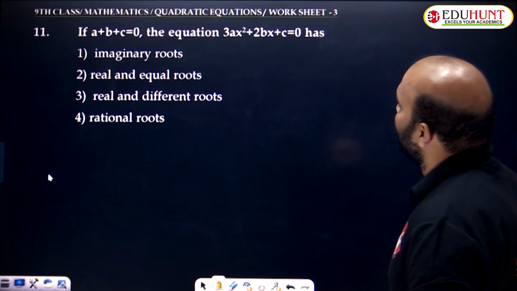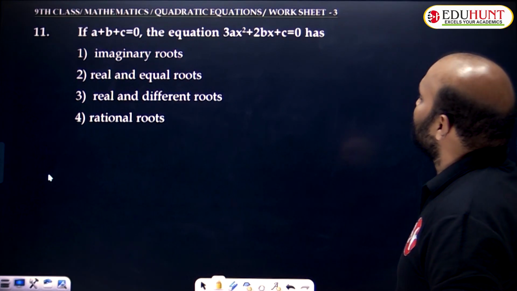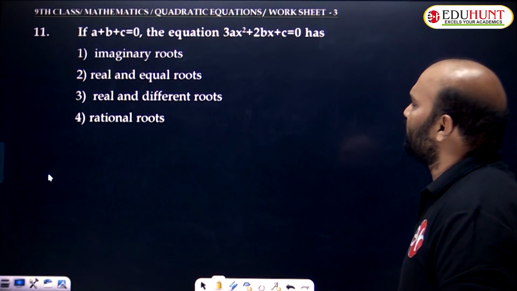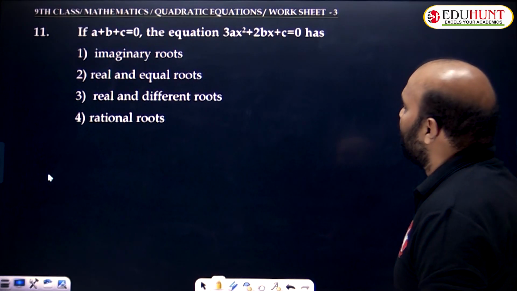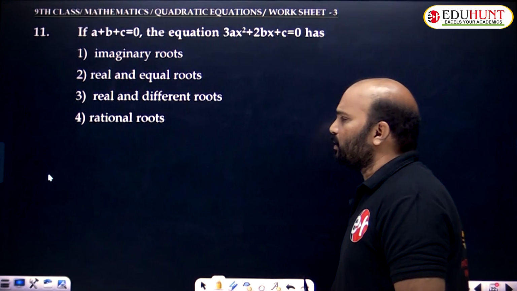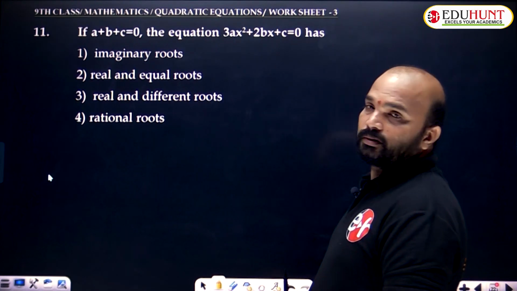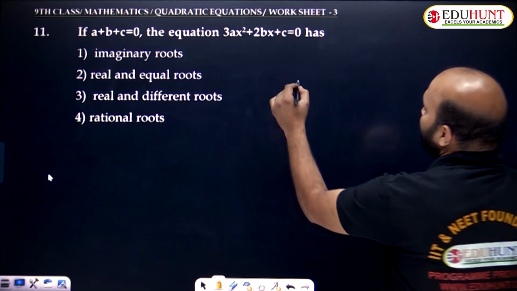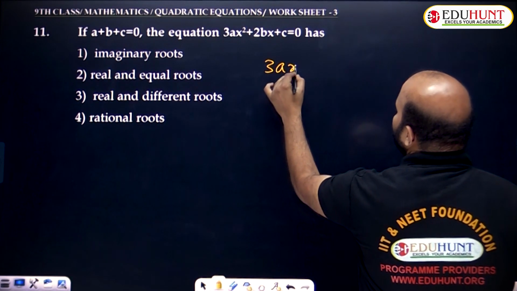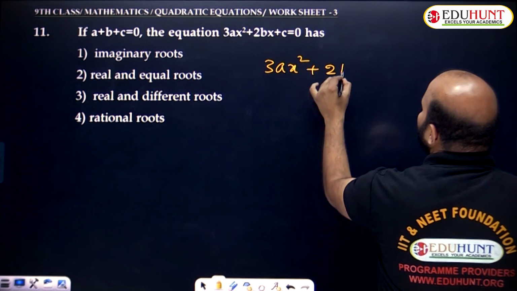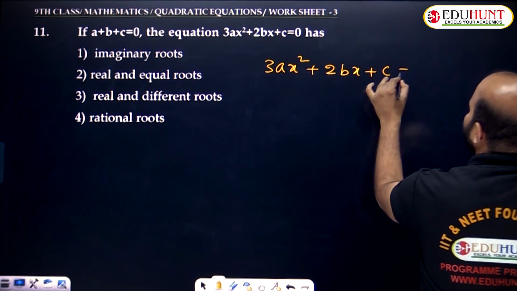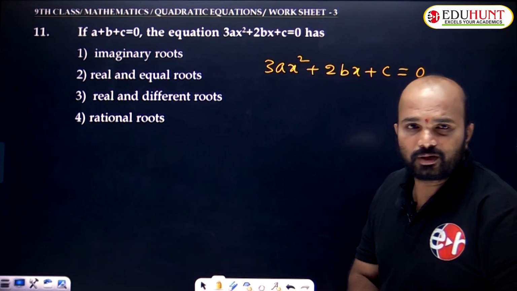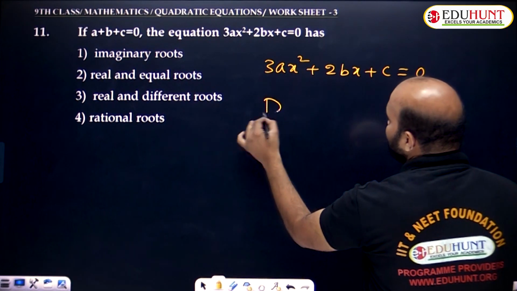If a plus b plus c equals 0, the equation 3a x square plus 2b x plus c has: option 1, imaginary roots; option 2, real and equal roots; option 3, real and different roots; option 4, rational roots. So what I am asking here is the nature of the quadratic equation. The given quadratic equation is 3a x square plus 2b x plus c equals 0. If it is asking the nature of the roots, first we need to find the discriminant.